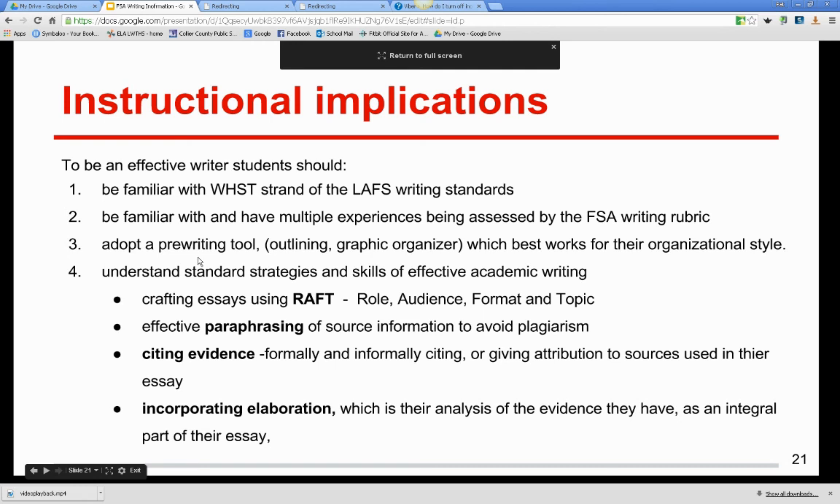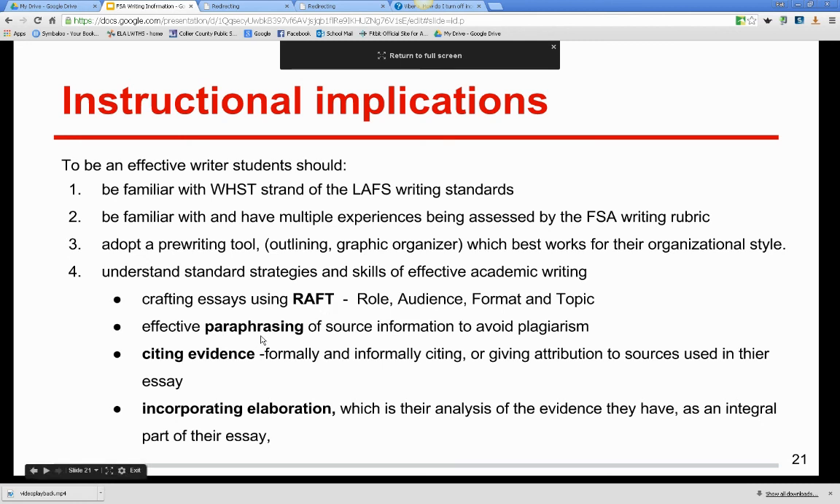They need to adopt a pre-writing tool, whatever works for them. They have to understand strategies and skills of effective academic writing. They have to understand RAFT, and we've talked about this before. They need to know their role as the writer. They need to know their audience. They need to know what format it's going to be in and what the topic is.